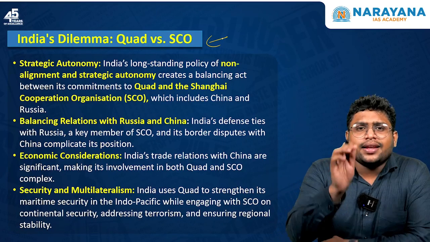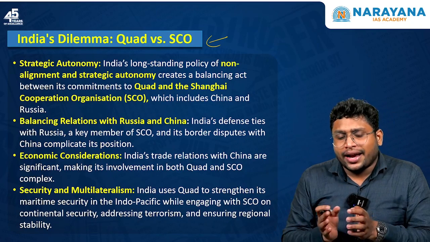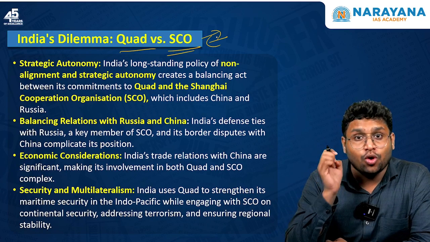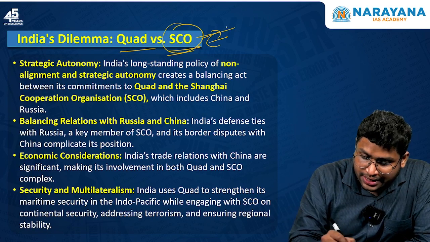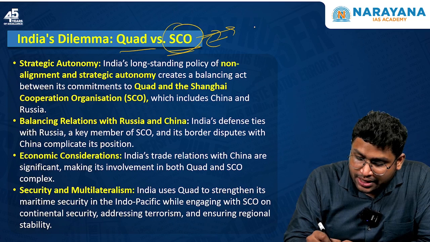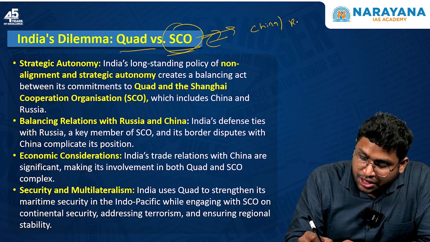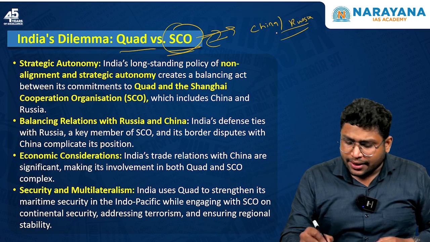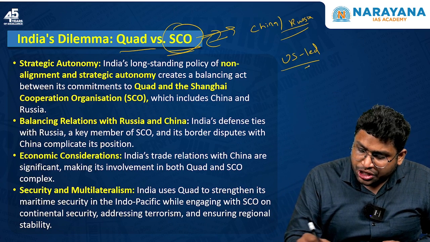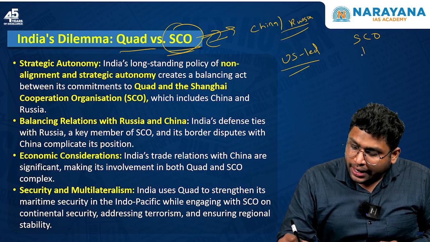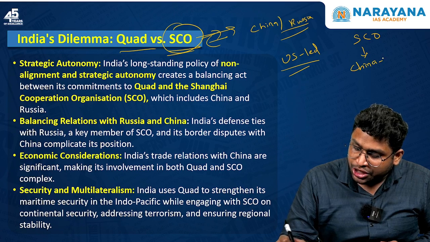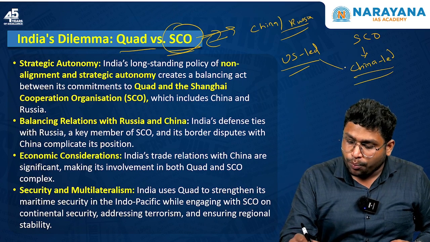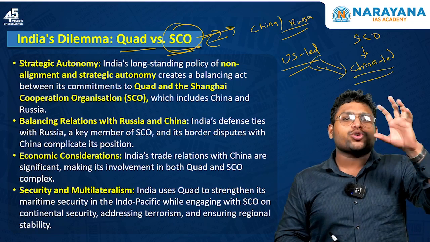Now, India has a dilemma to go ahead with Quad and SCO. SCO means Shanghai Cooperation Organization. See, this organization India is part of, and this organization includes China, Russia and many other countries. So you see, when we look at Quad, it is like a US-led initiative. And when we look at SCO, it seems a China-led initiative. And interestingly, India is in a position wherein India is part of both sides, which is very much contradictory.